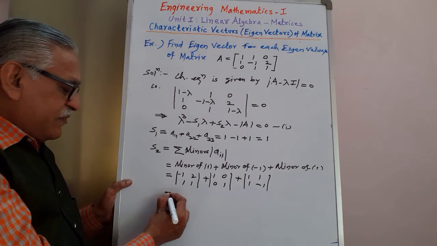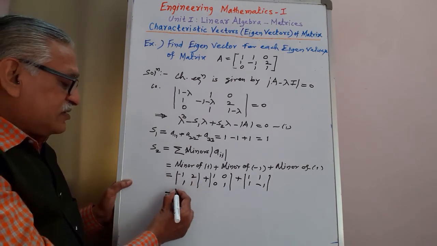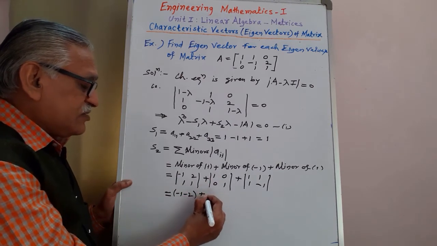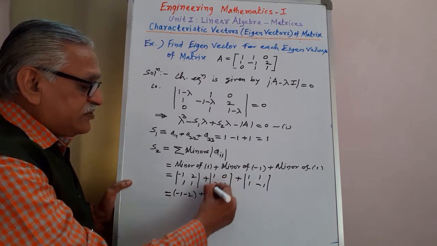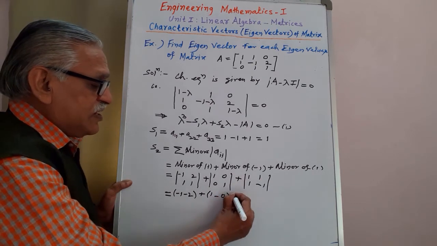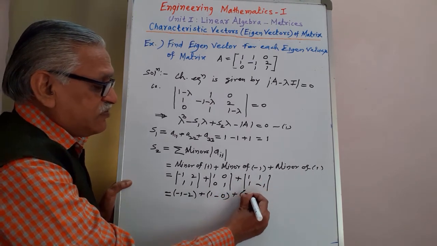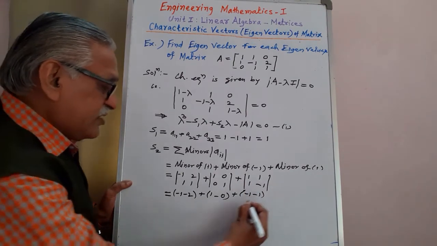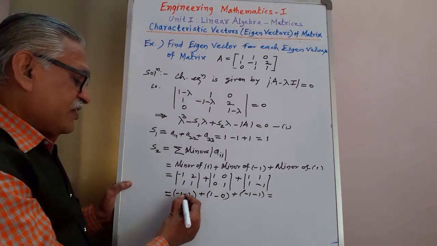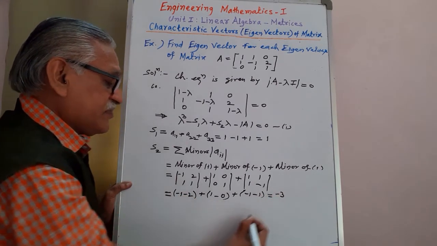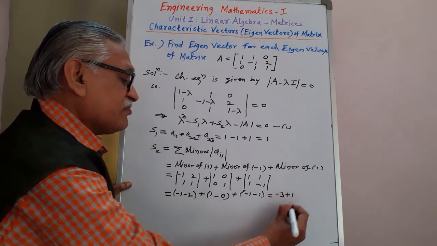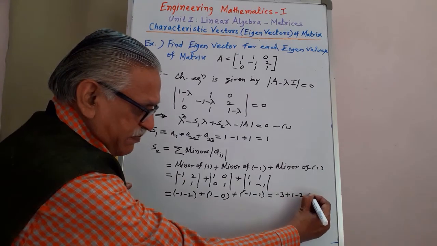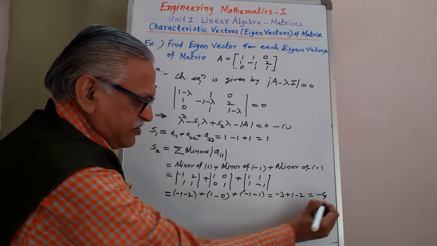And then simplifying it: minus 1, minus 2, plus 1 into 1, 1, minus this product 0, plus 1 into minus 1, minus 1, and minus 1. Therefore it equals minus 1 minus 2, we get minus 3, plus 1 and minus 2. Minus 5 plus 1, we get that value as minus 4.